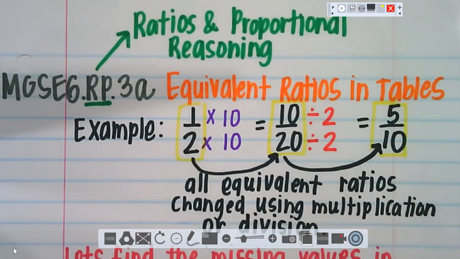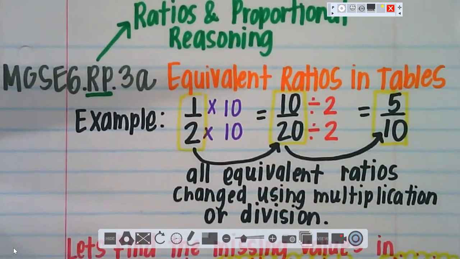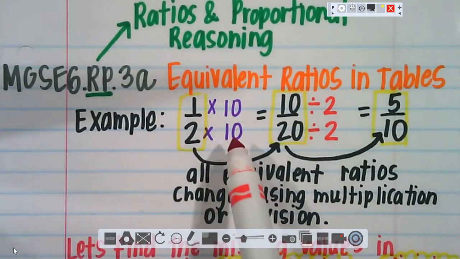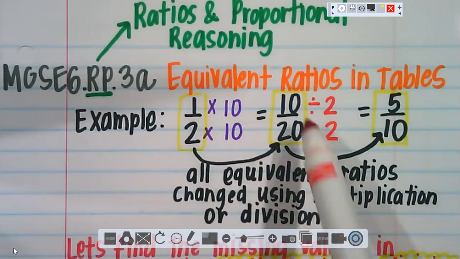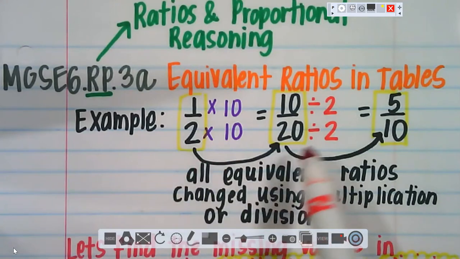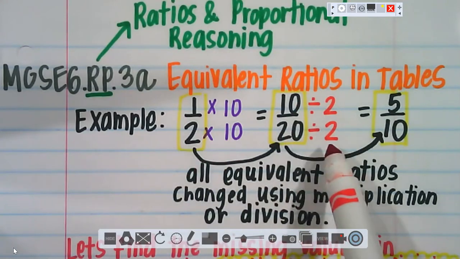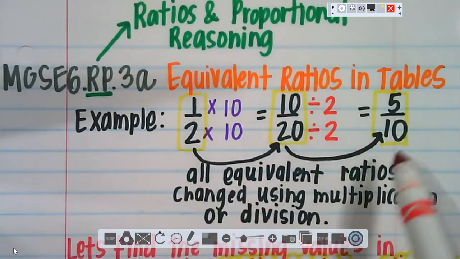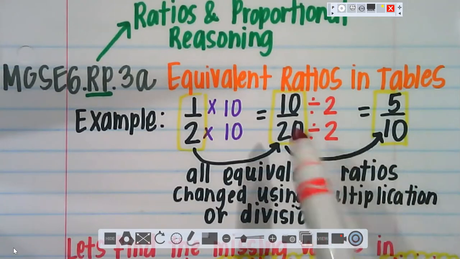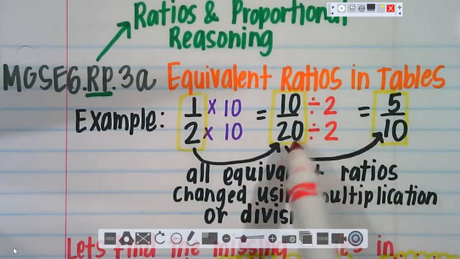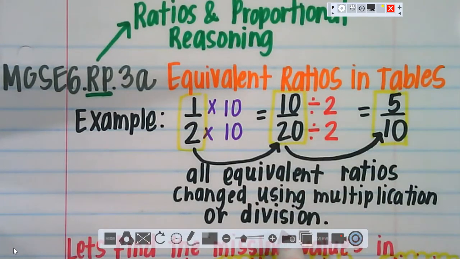Taking a look at this set of equivalent fractions, we can see that if we started with 1/2 and we multiply by 10 on the top and bottom, we would get 10 over 20. 10 over 20 still represents half. And then we could take 10 over 20 and divide by 2 and get 5 over 10. All three of these are equivalent fractions, or we can say equivalent ratios written in fraction form, and we changed the numbers by multiplying or dividing.